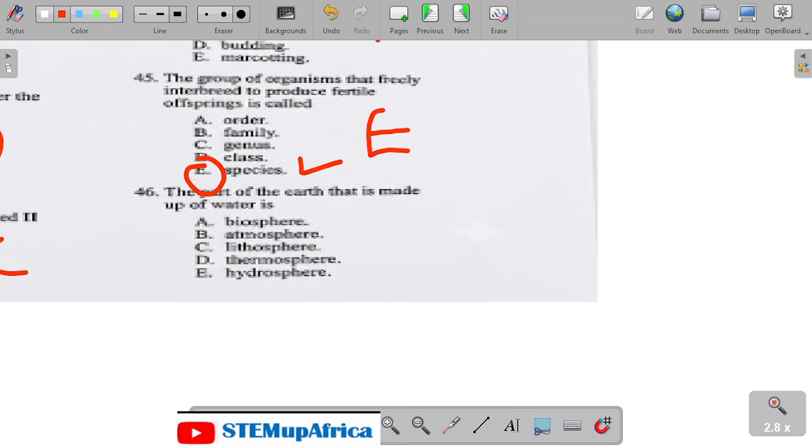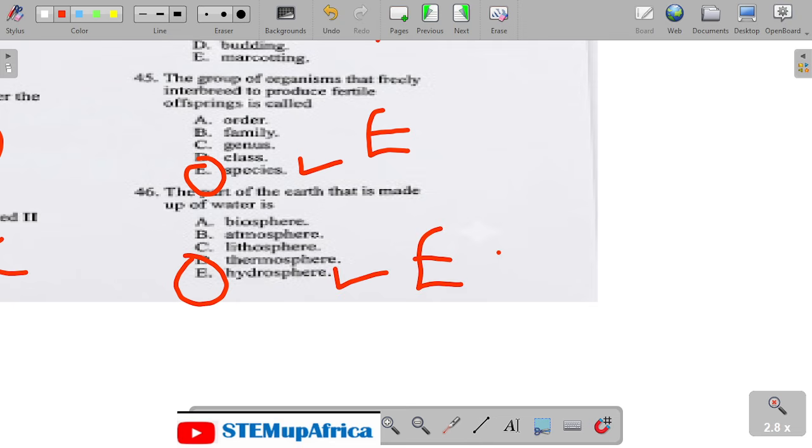Okay, so that is the answer to question 45. Question 46. The part of the earth that's made up of water. The part of the earth that is made up of water is the hydrosphere. The word hydro stands for water. It is the hydrosphere, which is option E.